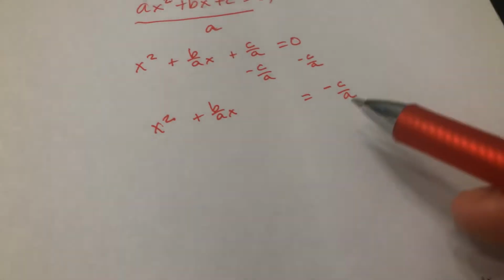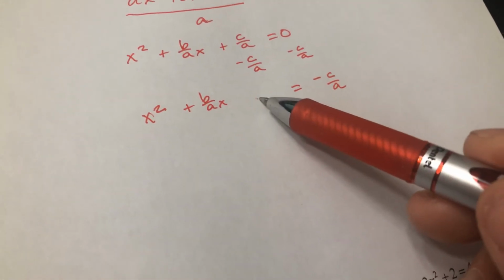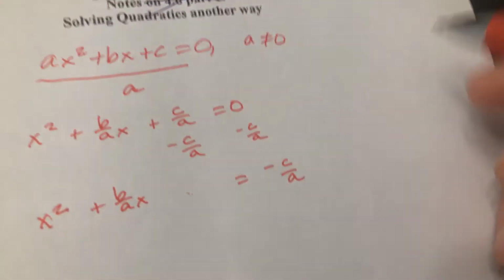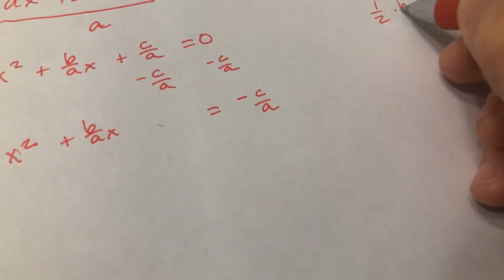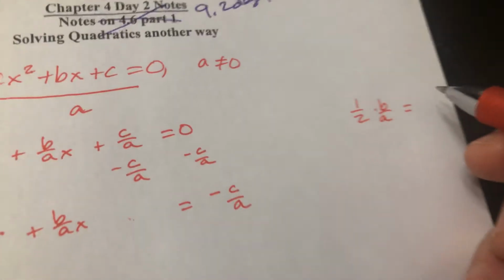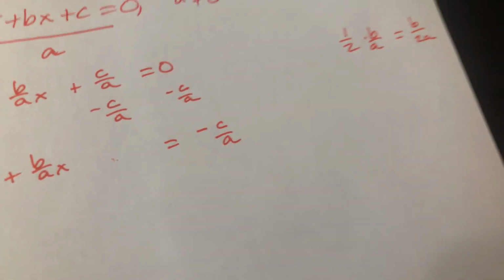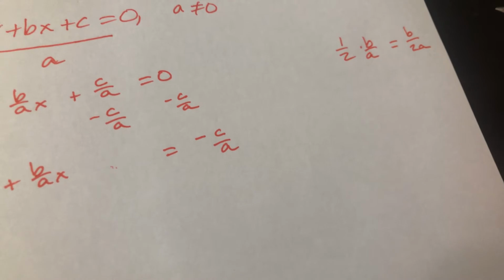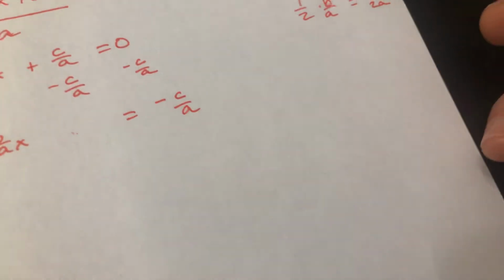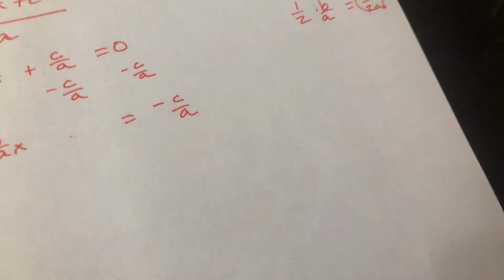So your next step is to add the mystery number. So I'm going to go over here and take half of b over a. So when I take half of b over a, that's b over 2a. So is that my mystery number? No, I have to square it.